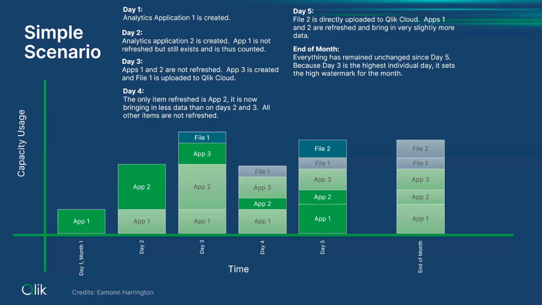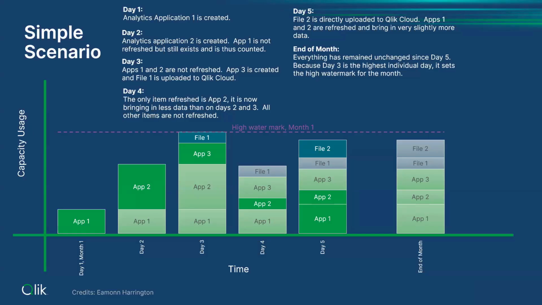So what is the peak capacity for the month? It's day 3. The high watermark, is that what defines the level of capacity being used? Exactly. Okay, the high watermark. And reloads don't really matter. It's whatever that high watermark is. Exactly. It does not count. As long as the data size remains the same, it does not count if you reload the app 300 times. Great. Thank you for clarifying that.